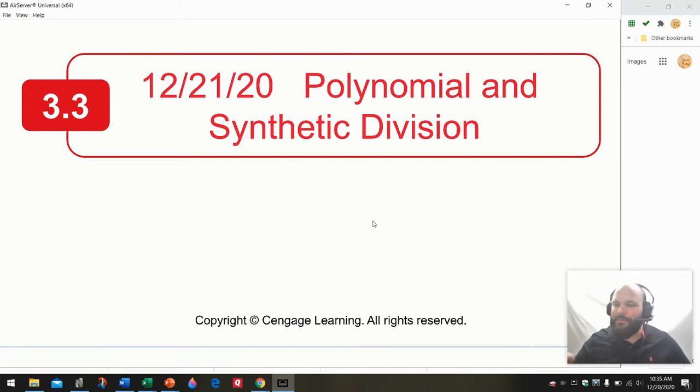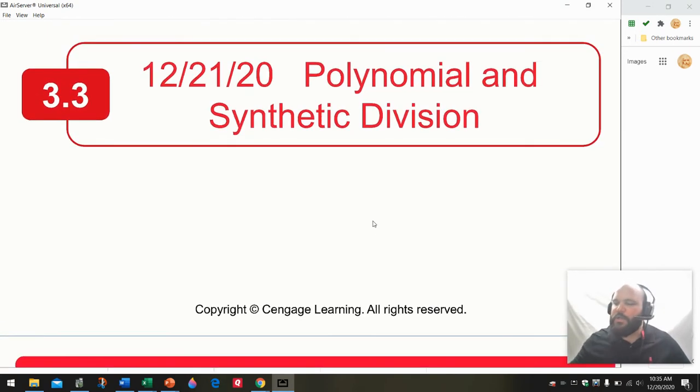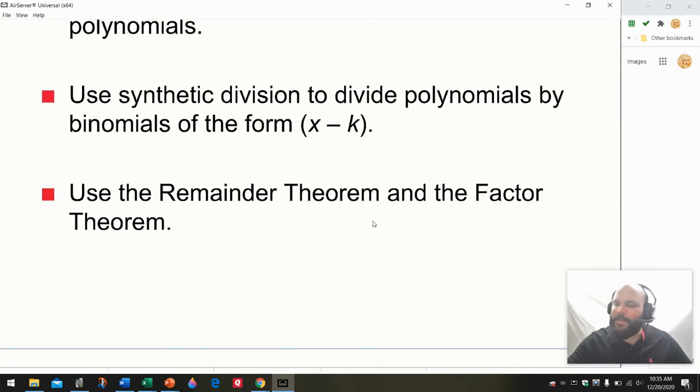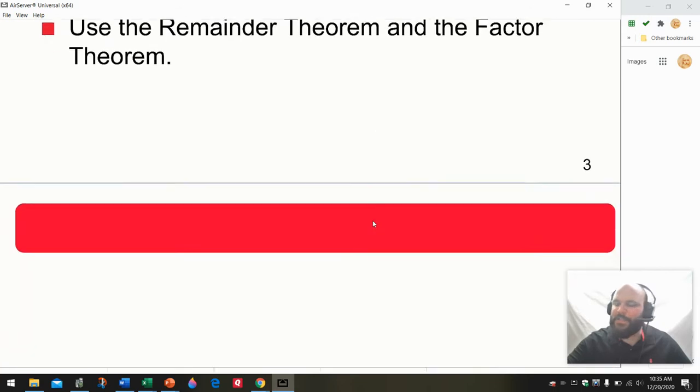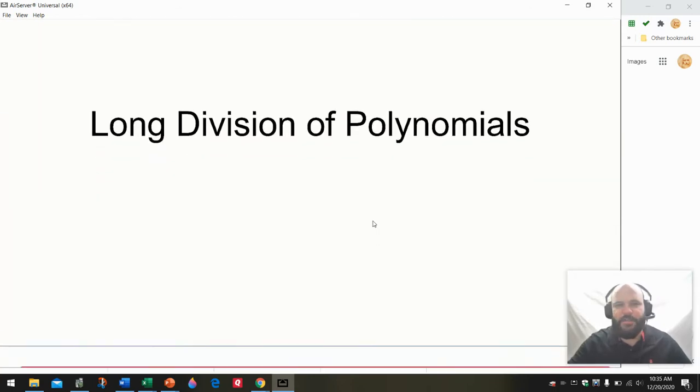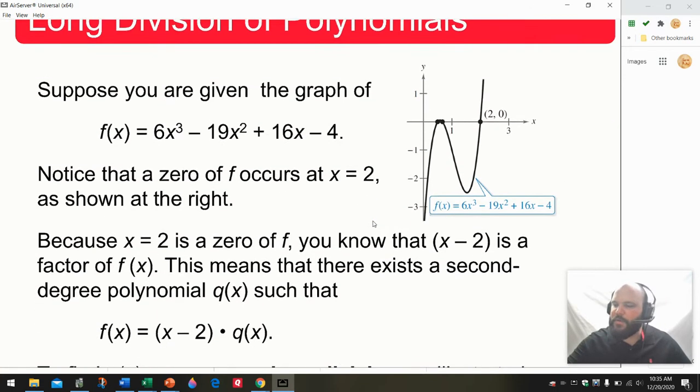And there's quite a bit of processes involved to get a polynomial equation broken down into a state that allows us to be able to gather enough information to then graph it. So that's what I'm going to begin to show you. As you can see, we're going to work on polynomial and synthetic division. Synthetic division, I don't think you guys did last year, but I believe you did long division, which is what we're going to focus on today.